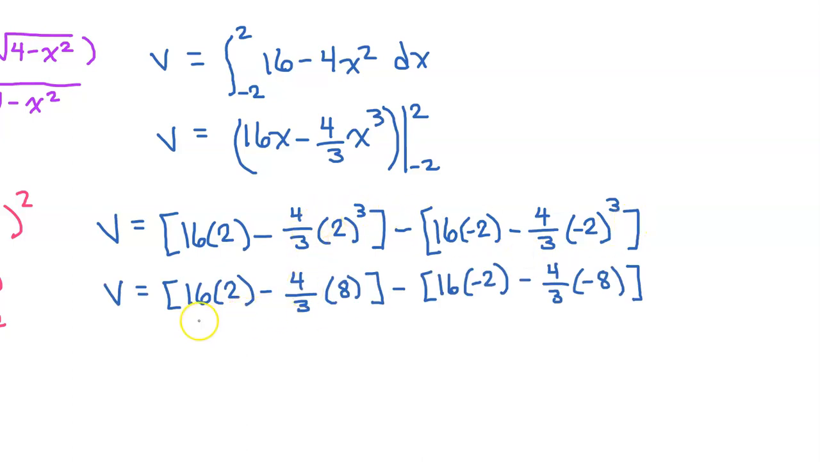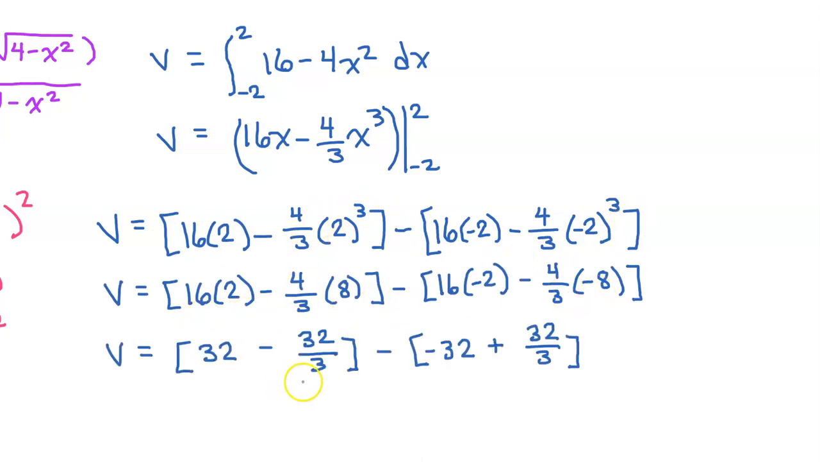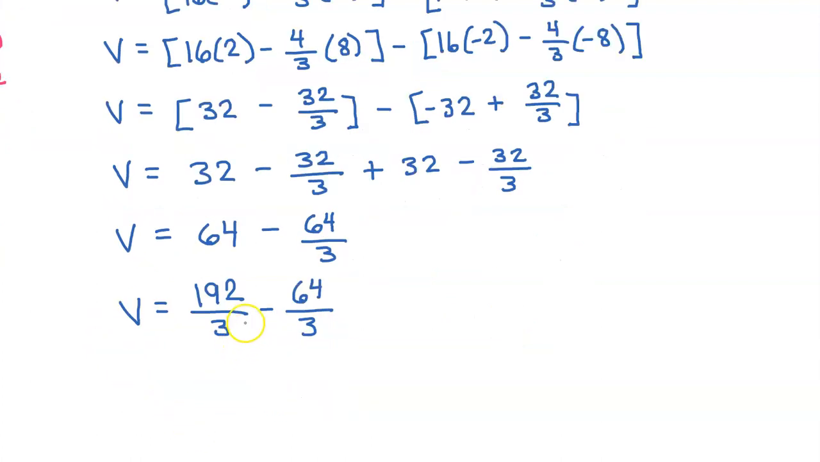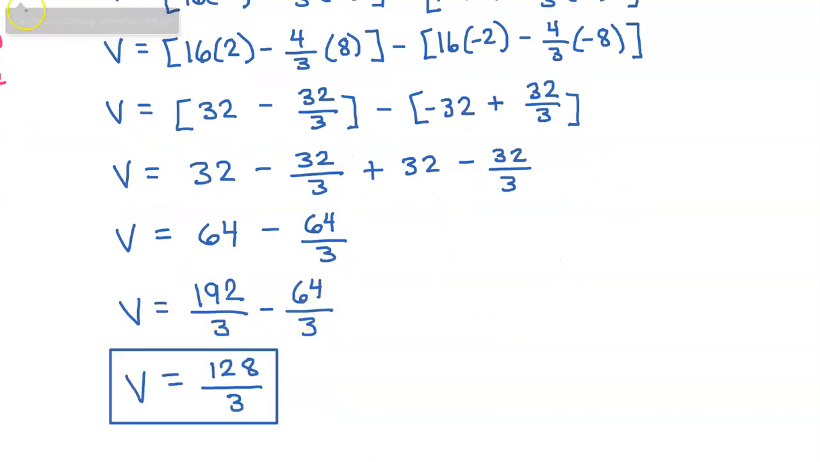Applying the exponents, we have this. Performing the multiplication, we have this. Getting rid of the brackets and distributing this negative sign gives us this, which simplifies to this. With like denominators, we have this. So the volume of the solid is 128 divided by 3.